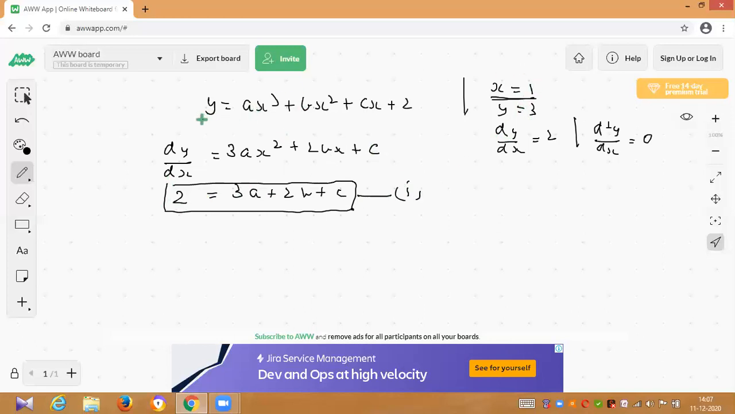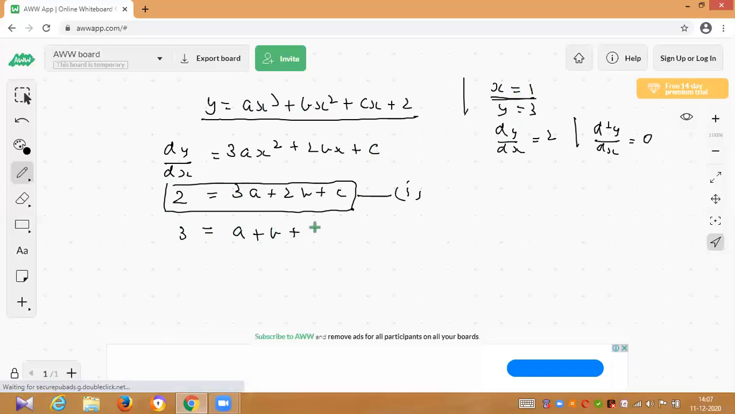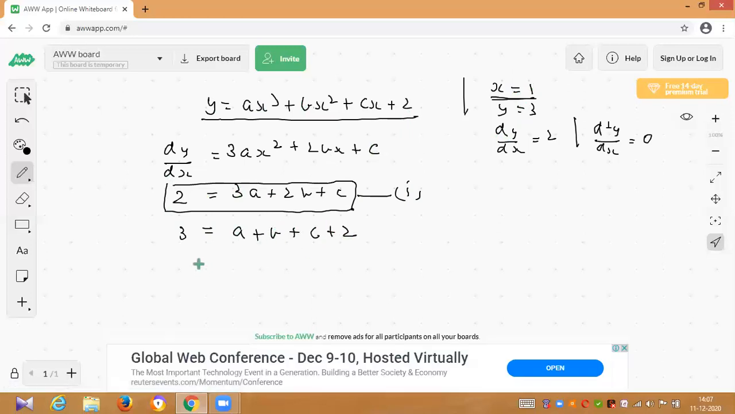Now, when x is 1, y is 3. That means if I put the value of y as 3 and x as 1 in the given equation, I'll get 3 equals a plus b plus c plus 2. So my other equation becomes a plus b plus c equals 1. This is the second equation which I got if I put the value of x and y into the original function. Now my third one is the second order derivative.